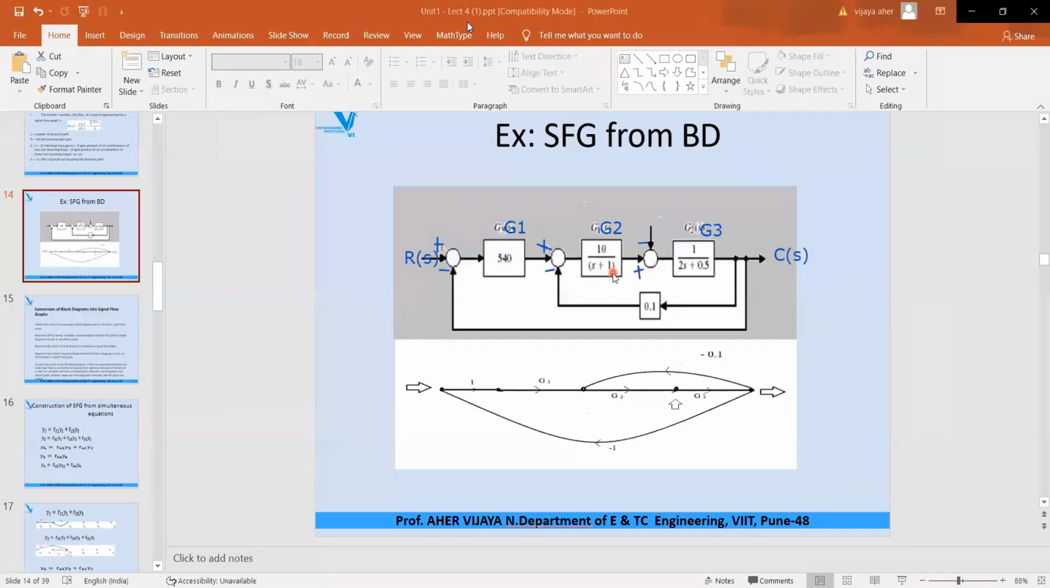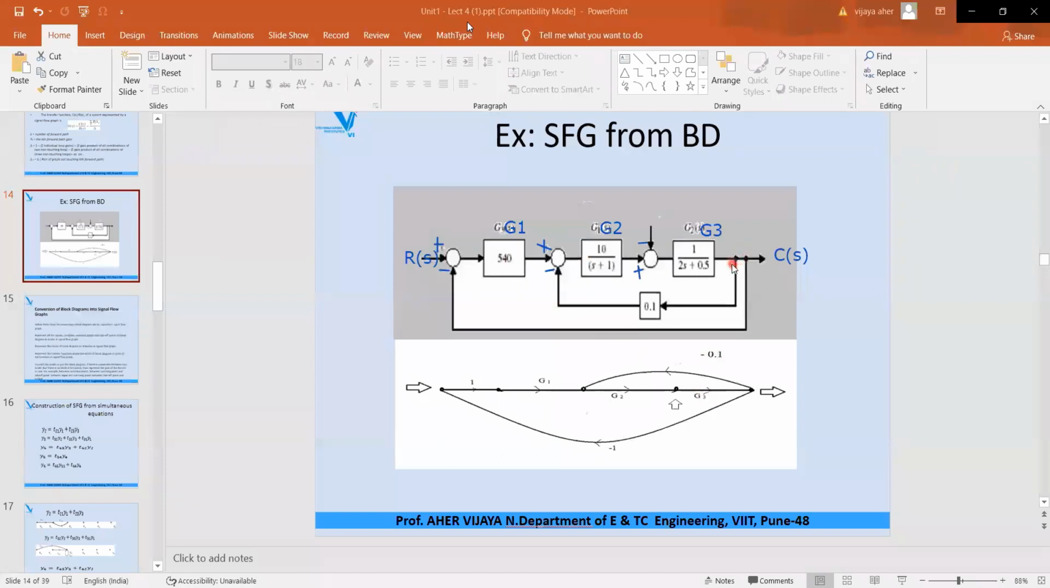Now coming to next block, that is G3. So from this summing point to output, G3 is available. Transfer function G3. What is G3? G3 is equal to 1 divided by 2S plus 0.5. So you can write near G3, 1 divided by 2S plus 0.5. Okay. Now this is what about G1, G2, G3.